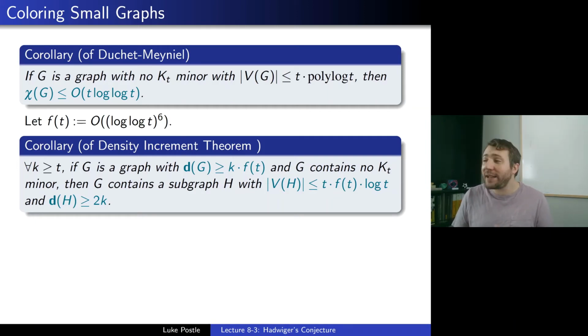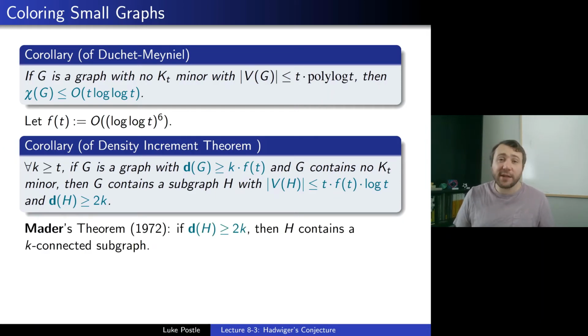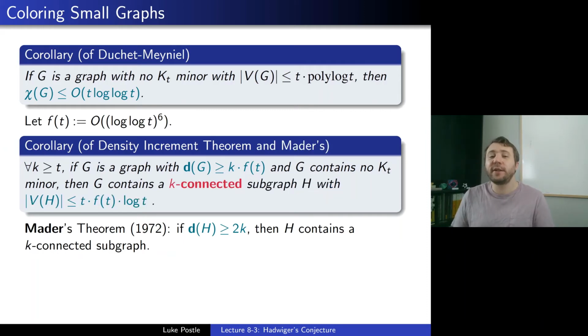So why is that? You just run the density increment theorem with the big D being the Kostochka-Thomason bound of t root log t. And if you work it out, this is what you would get. Then if you invoke Mader's theorem, which we covered last class, if the density is at least 2k, we know it actually contains a k-connected subgraph. So you can improve this to find not only a small dense graph, but a small, highly connected subgraph. And that's really the key that we're going to use. We're going to use these small connected subgraphs to build our minor.